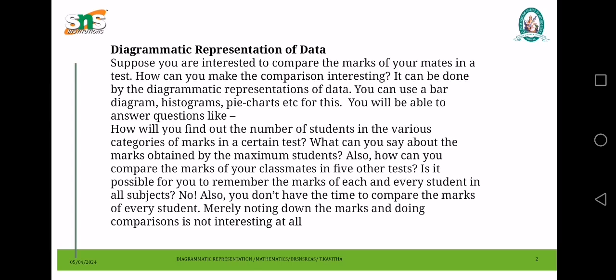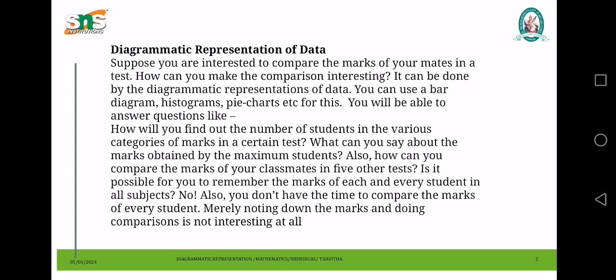Diagrammatic representation of data. Suppose you are interested to compare the marks of your mates in a test. How can you make the comparison interesting? It can be done by the diagrammatic representation of data. You can use a bar diagram, histograms, pie charts, etc.